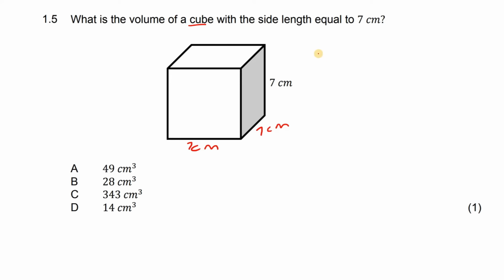So with the volume of a cube, you're just going to say length times breadth times height. And so you're going to end up getting 7 times 7 times 7, and that'll give us 343. And then obviously you would have centimeter cube.